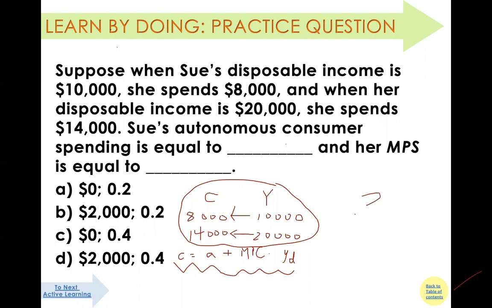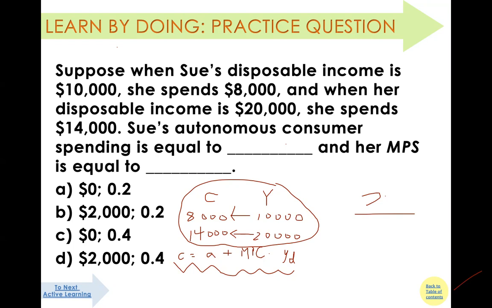So MPC equals 10,000 minus 8,000, which is the change in consumption, 2,000, divided by 20,000 minus 14,000. Wait a second, sorry, I'm wrong. Change in consumption is 14,000 minus 8,000, which is 6,000. Change in income is 20,000 minus 10,000, which is 10,000. So MPC equals 6,000 divided by 10,000, which equals 0.6.